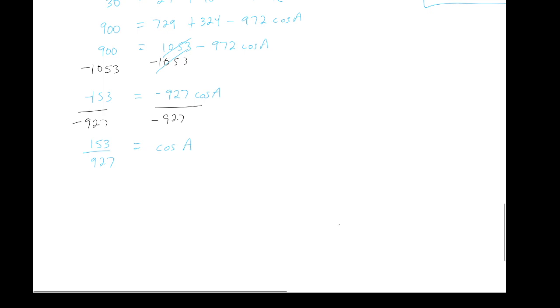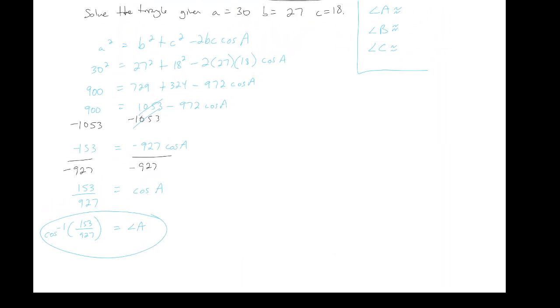I'm going to take the inverse cosine of both sides. Okay. So I'm going to have the inverse cosine of this fraction is going to be equal to angle A. This is my answer. Now I'm going to punch that into my calculator so I get my approximation, right? So I have A. I'll take the inverse cosine and have that fraction 153 divided by 927. Okay. For the record, you can simplify that, but I don't really care to. It doesn't really matter if I do. And I'm going to get 80.5 degrees.